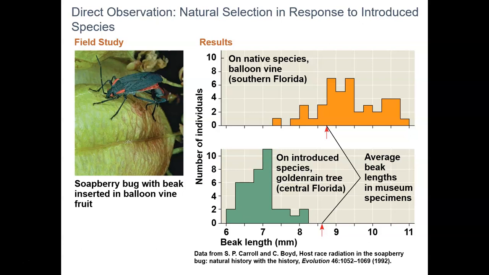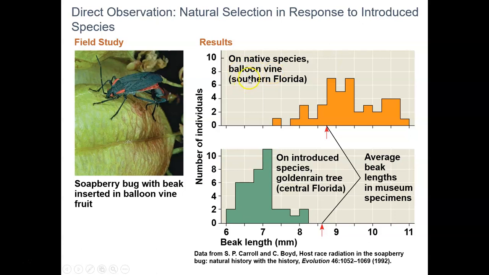Now we're going to talk about evidence for evolution, and the first category of evidence for evolution was direct observation. One great example of a direct observation of natural selection in action is if we look at organisms that adapt to new species that are introduced. So here's an example of a soapberry bug right here. These are native to Florida. They originated in southern Florida, and they feed on a type of plant called the balloon vine.